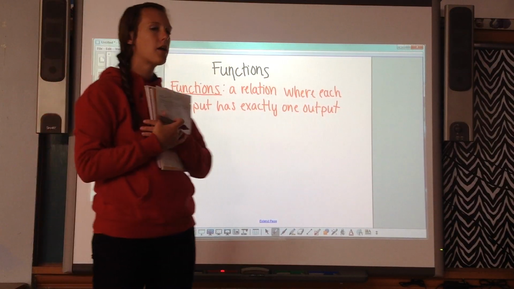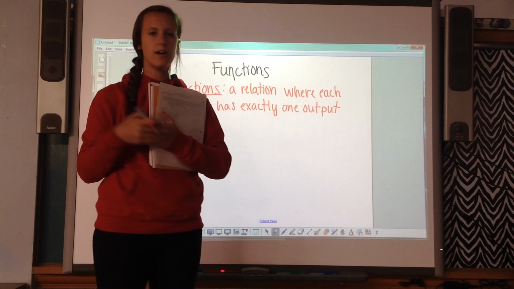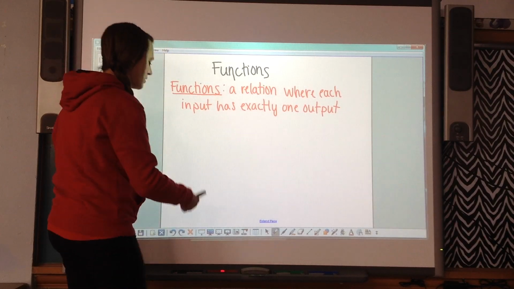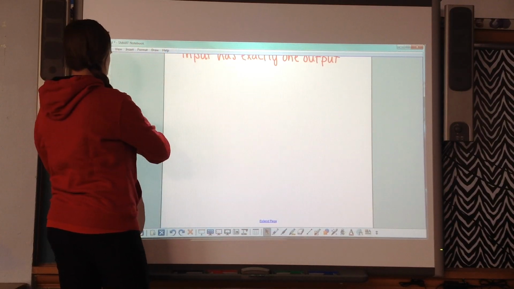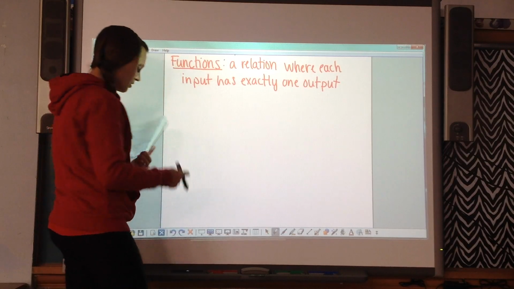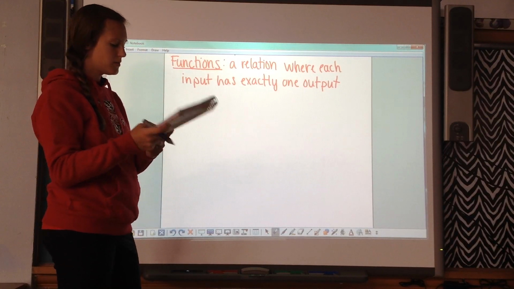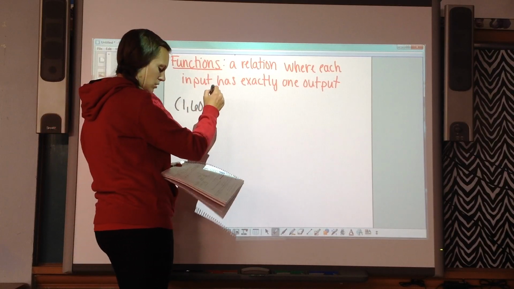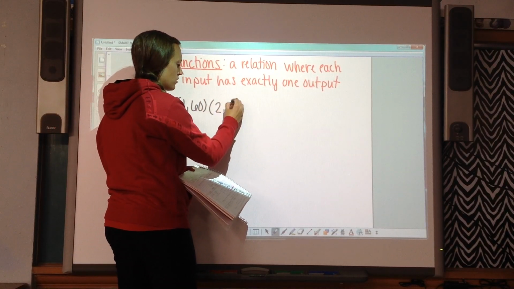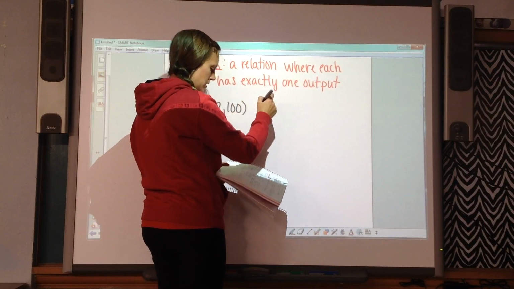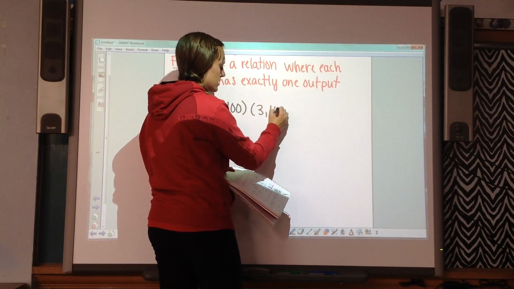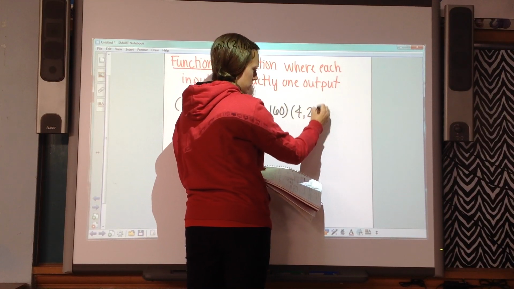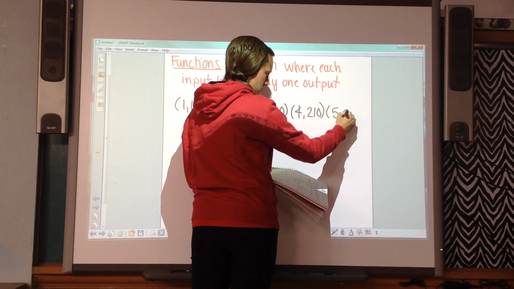On your homework, you're going to have to identify if relations are functions or not. So I have two examples here. This first example, I have ordered pairs of (1, 60), (2, 100), (3, 160), (4, 210), and (5, 270).